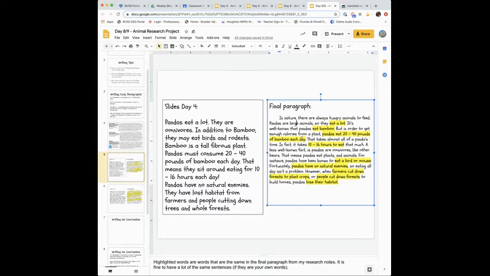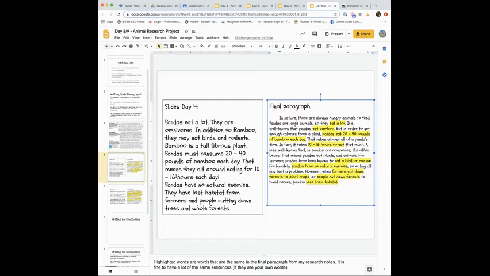Okay. I haven't gotten back to that idea of birds and rodents, but I'm finishing with this thought here of the thing that we already know. We already know they eat bamboo, and I have another detail about eating bamboo. And that's how long it takes them to eat it. That means they sit around eating for 10 to 16 hours each day.